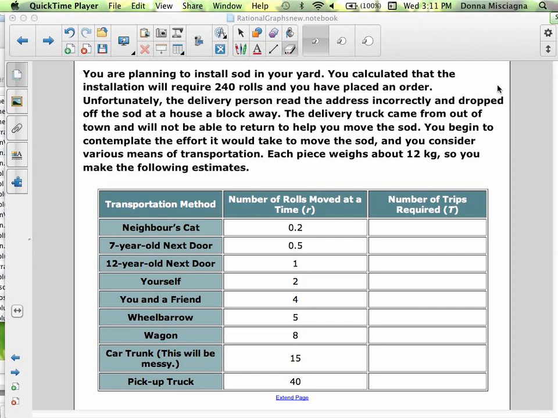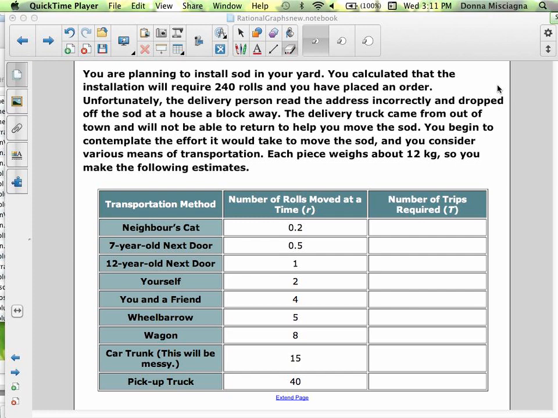So this is the transportation method, and this is how many rolls they can move. So some of them you're going to have to cut the rolls into pieces because they can't move a whole roll. The neighbor's cat can take 2/10 of a roll. The 7-year-old next door can take half a roll. The 12-year-old next door, a little stronger, can take a whole roll. You're stronger than the 12-year-old, you can take 2 rolls. Your friend's about the same strength as you, so if you work together, you can take 4 rolls.